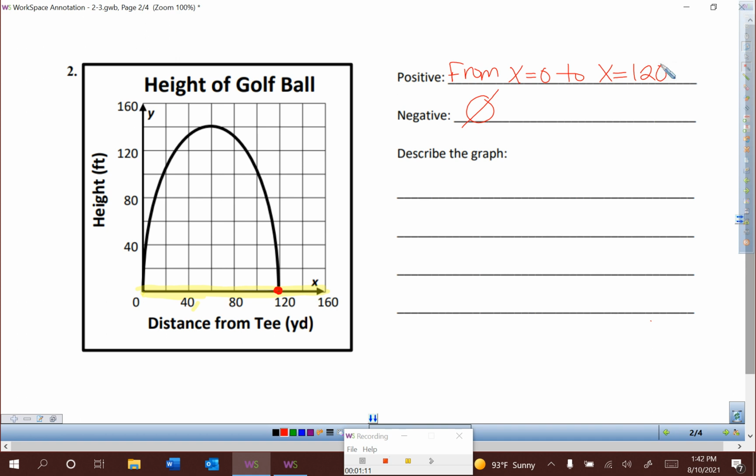All right, so for describing this graph, again, I want to talk about where it starts, what happens, so where it maybe gets to its highest point, and then where it lands. So where it starts, well, like any golf ball, it's starting on the ground. It's 0 height, 0 feet for the height, 0 distance from the tee. So I'm going to do my first sentence. The ball started on the ground.